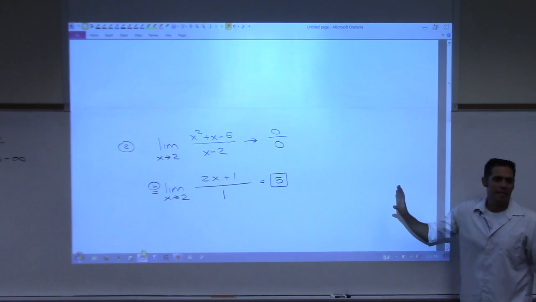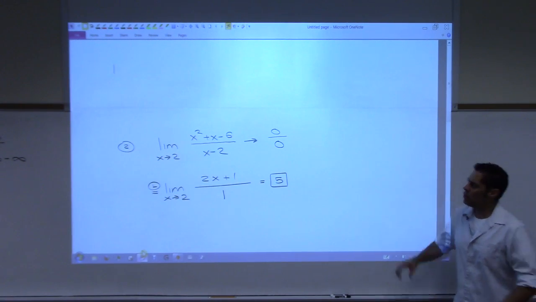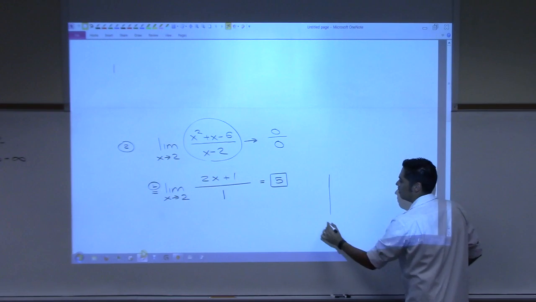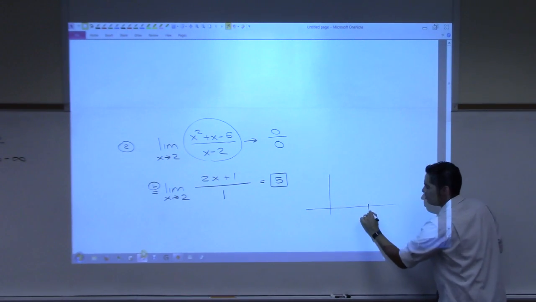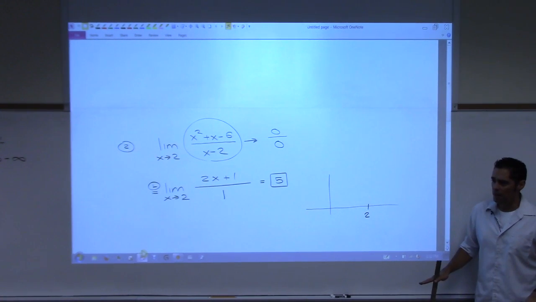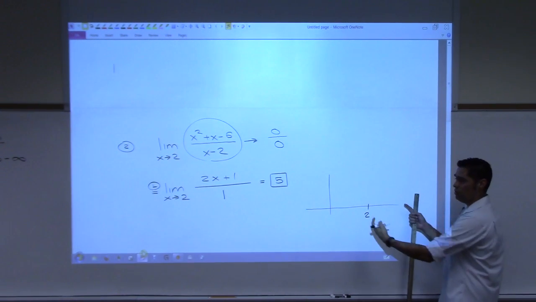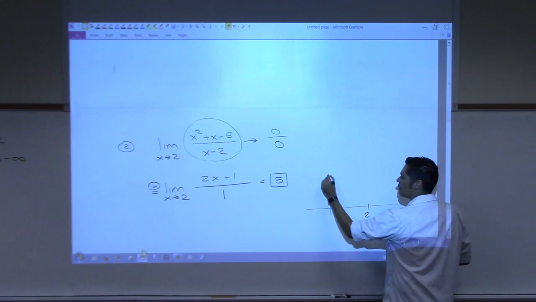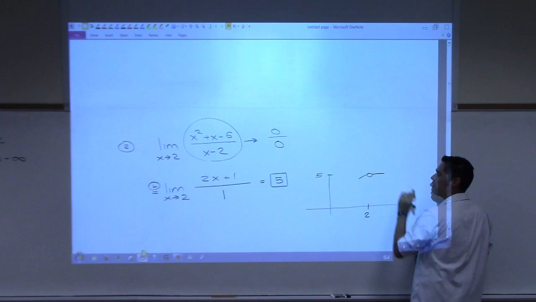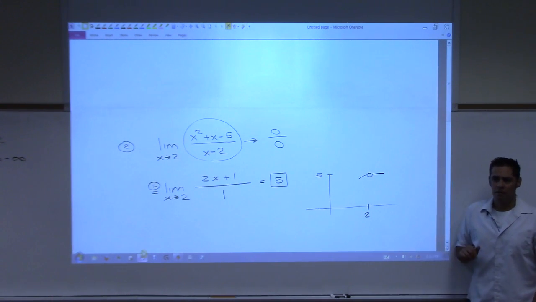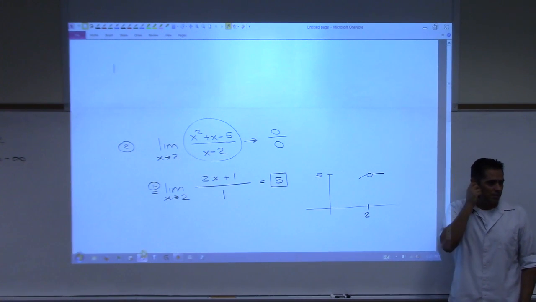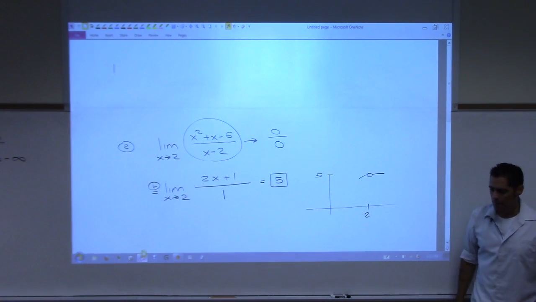So remember what this means. If I were to draw this function, then when I get to 2, the function is undefined. Totally undefined. But as I approach 2, from both sides, the function's value is approaching 5. So from the left and from the right, my function does that. I have a hole at 2, but I've got something as I come in from both sides. Understand? Okay.